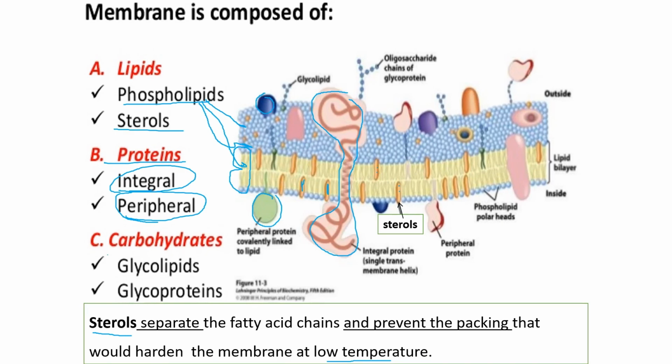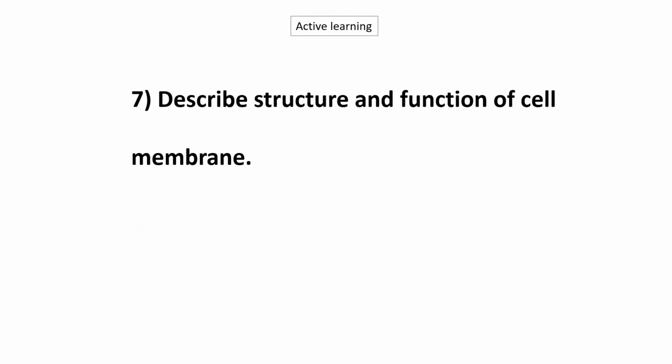The other components are carbohydrates. Carbohydrates could be in the form of glycolipids, like in here, for example, this is a glycolipid. Or glycoproteins. I don't know if they're shown in here. Okay, so now you will be able to describe the structure and function of the cellular membrane.